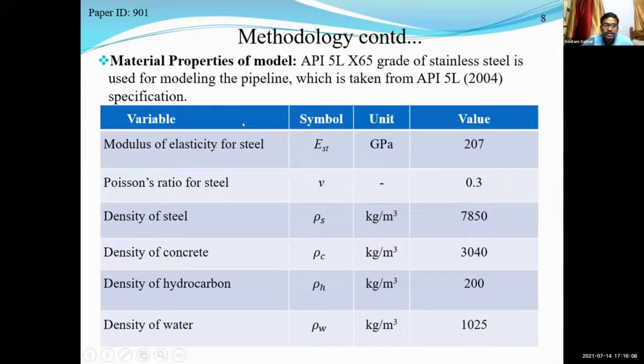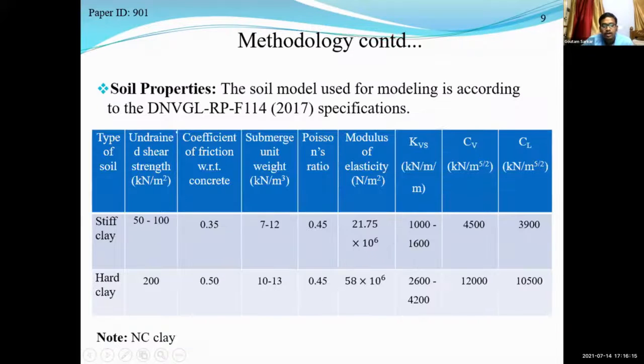This table shows the material properties of my model. API 5L X60 grade of steel has been used here. This table shows the soil property of my model. NC clay, normally consolidated clay, has been used here. Those properties are taken from DNV GL RP F114 specification. And here KVS is the static vertical soil stiffness, and CV and CL are the dynamic coefficients for determining dynamic stiffness.